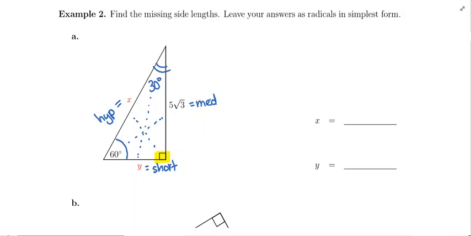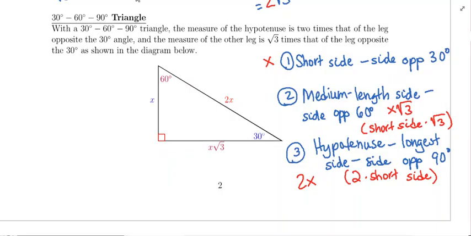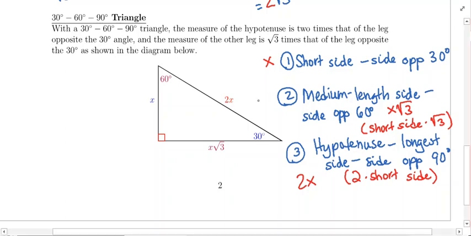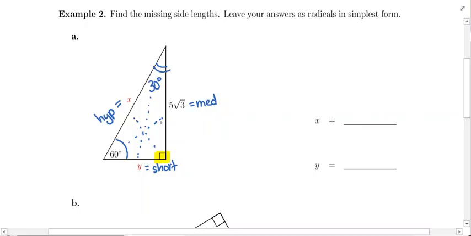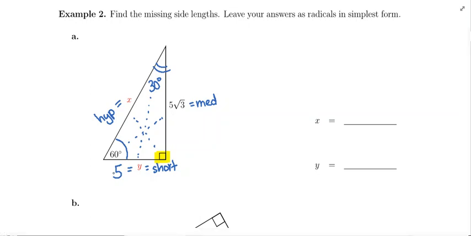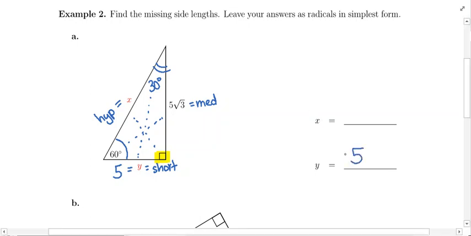Going back to the relationship in a 30, 60, 90 degree triangle, we're given the medium side. So we know that to get the medium side, you have to take the short side and multiply by the square root of 3. If we go back to our picture, we know the medium side is 5 times the square root of 3. So what that tells us is that the short side has to be 5. Because if the short side is 5, then to get the medium side, you're just going to take the short side and multiply by the square root of 3. That would give you 5 square root of 3. So that makes the short side 5.